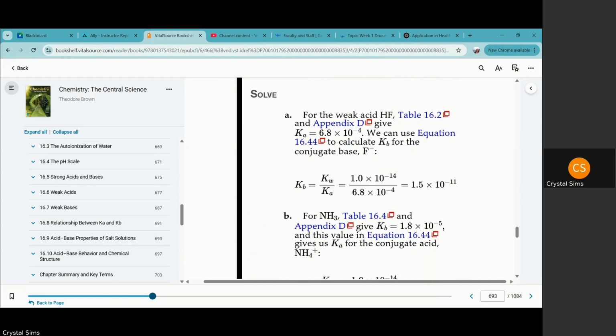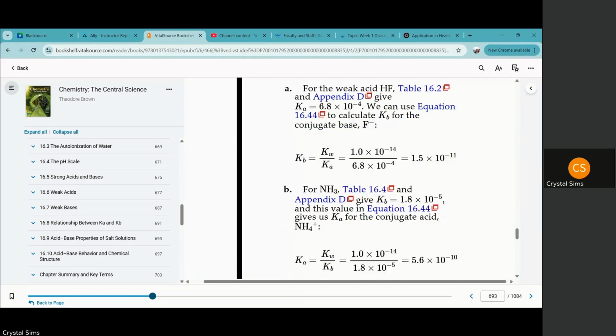Then we do the same thing for the second part of this. We're going to look at Appendix D, look at our Kb value for NH3, ammonia, which is a weak base, and that is equal to 1.8 times 10 to the negative 5. So this time, we're going to solve for the Ka, for the conjugate acid, which is ammonium, NH4 plus. So Ka is equal to Kw divided by Kb, and we get 5.6 times 10 to the negative 10.